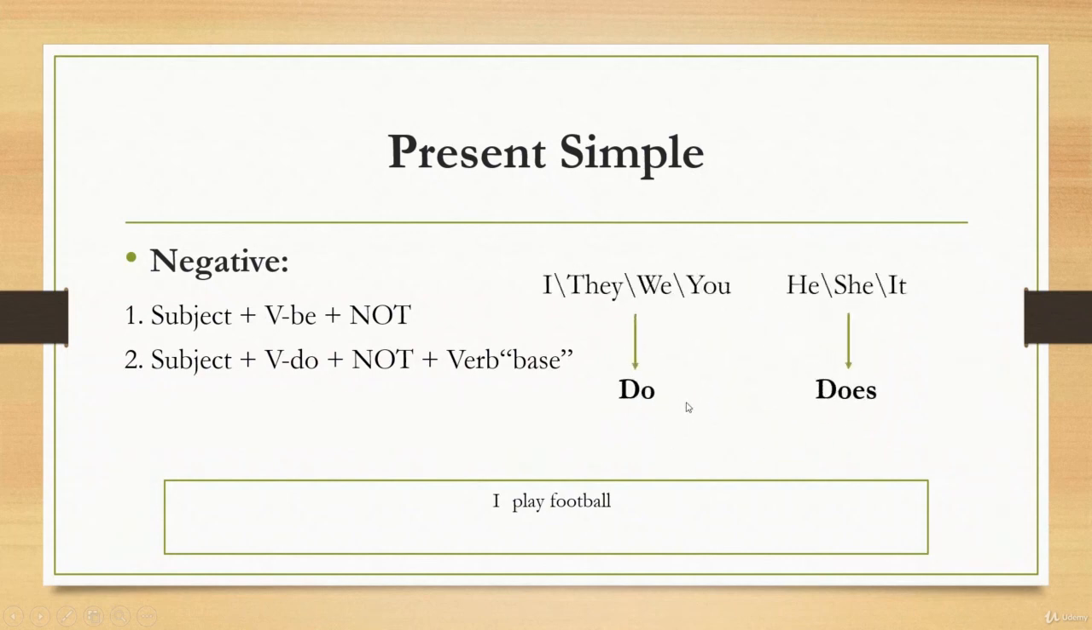The verb to do is a helping verb that is used when we don't have a verb to be in the sentence and we want to change the sentence into a negative or a question. With I, they, we, and you, we put do. With he, she, or it, we will add es and we have does. As we've mentioned before, verbs that end with o take es, so do, does.